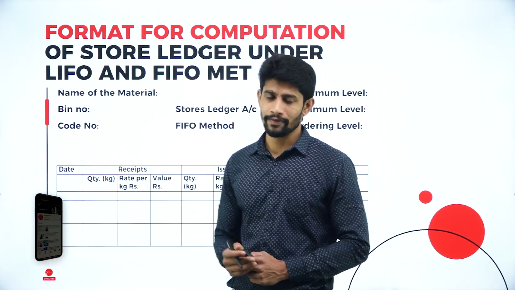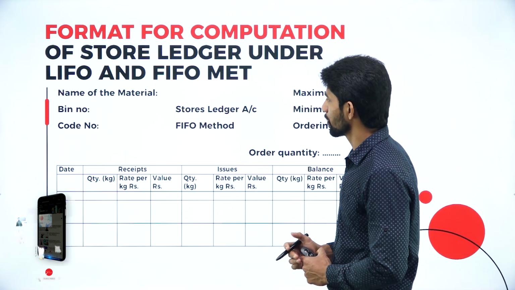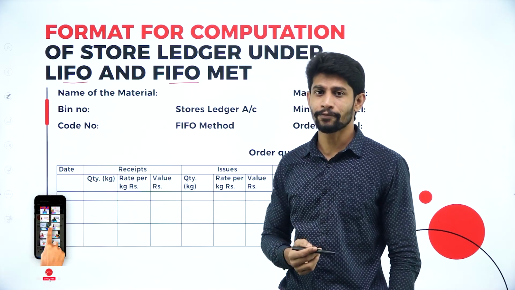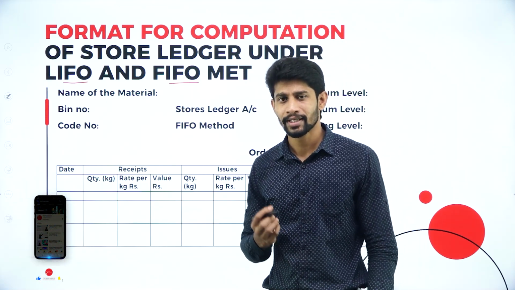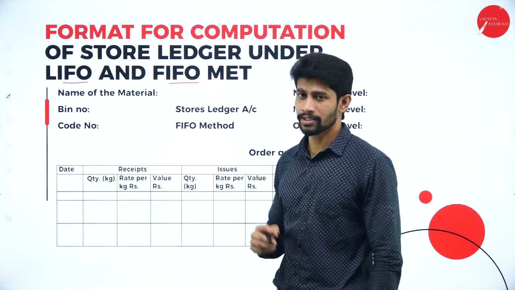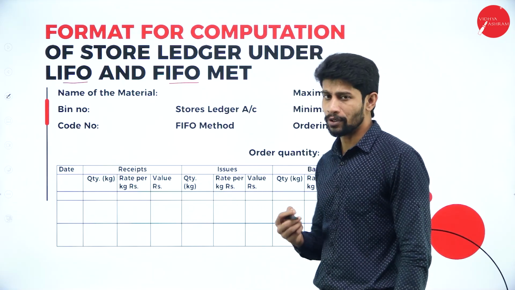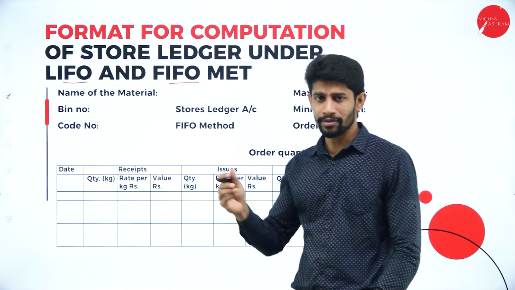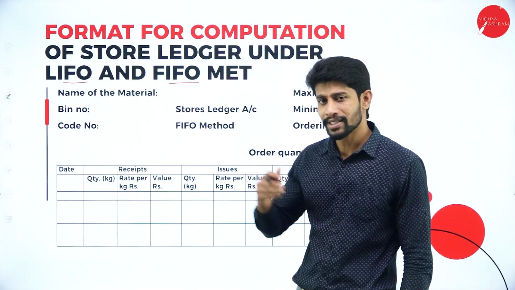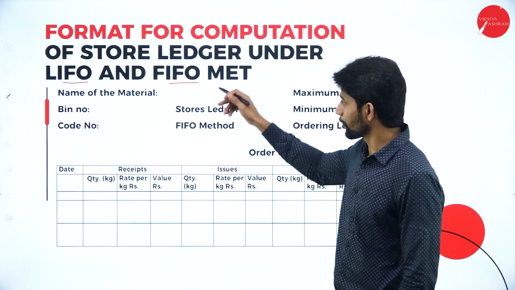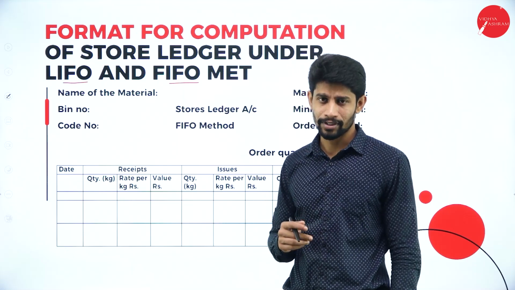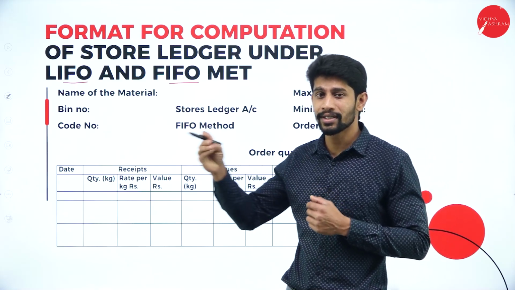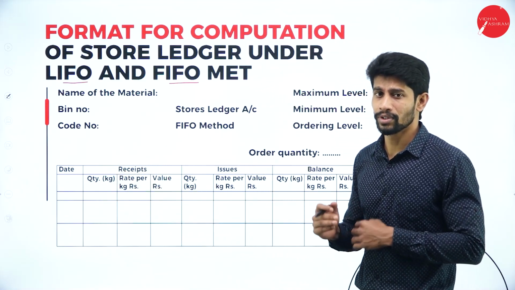In this particular session, we will be solving a few problems based on computation on the LIFO method and FIFO method. So what is this LIFO and FIFO method? LIFO is nothing but last in first out, FIFO is nothing but first in first out. In the FIFO method, whatever raw materials you receive first, you will issue first. In the LIFO method, whatever raw materials you received most recently, you are going to send first to the needed departments.